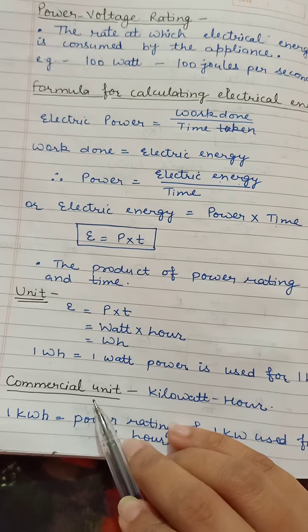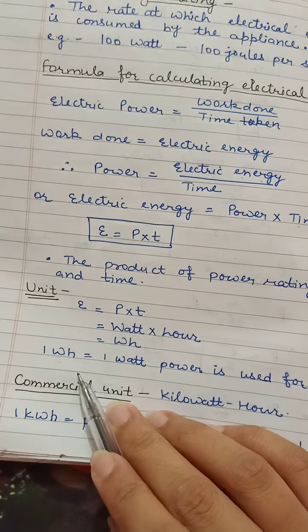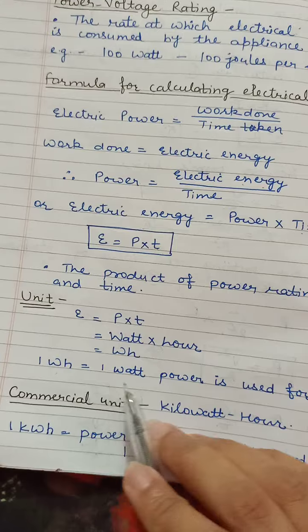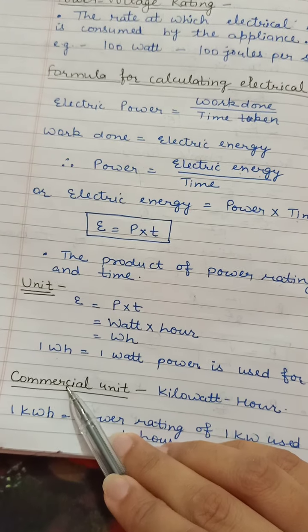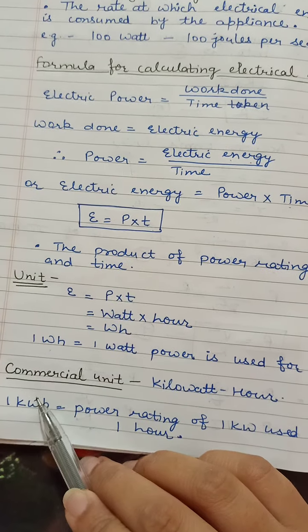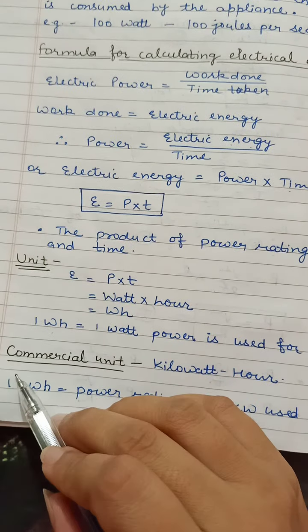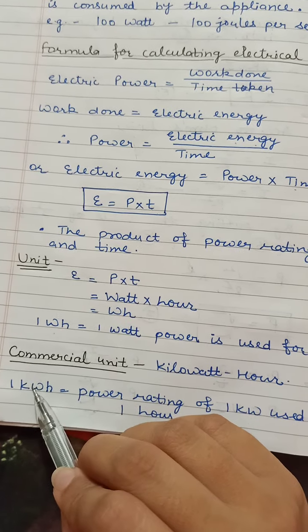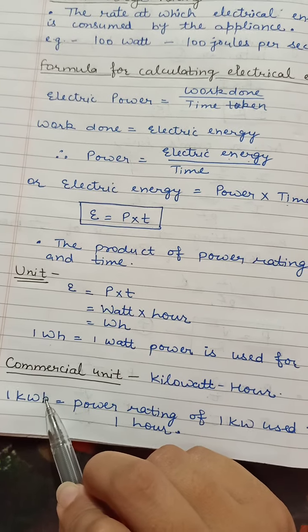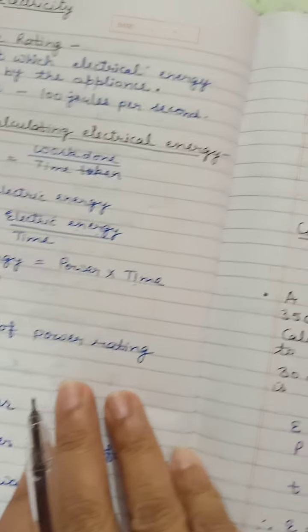Now what is its commercial unit? The commercial unit is the kilowatt hour. The watt hour is generally used for smaller appliances, but for commercial purposes the unit is kilowatt hour, and 1 kilowatt hour is the power rating of 1 kilowatt used for 1 hour. That means if any appliance of power 1 kilowatt is used for 1 hour, that is called 1 kilowatt hour of electrical energy.